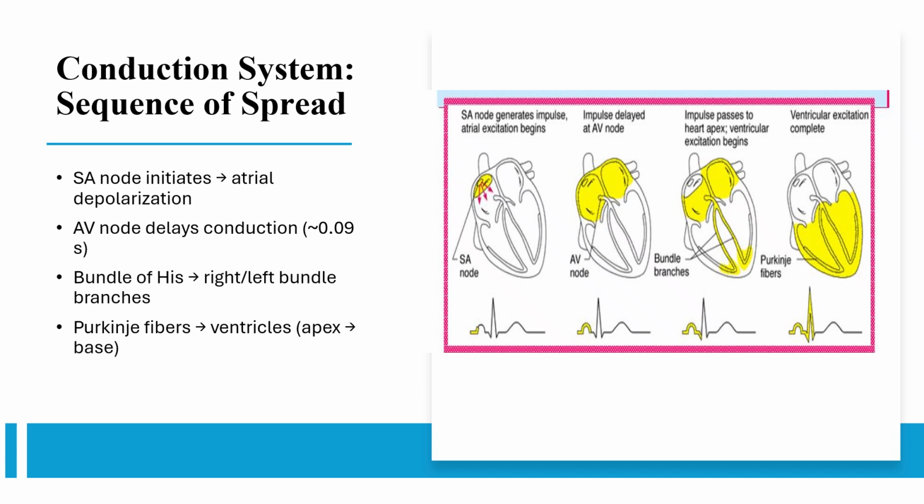When describing the conduction pathway, always mention both the structures and the timing. For example, impulse spreads from SA node to the AV node, roughly 0.09 seconds delay in the AV node, then to the bundle of His, bundle branches, the Purkinje fibers, and then ventricular depolarization from the apex to the base. That level of clarity and sequence is exactly what earns full marks in physiology essays or viva.